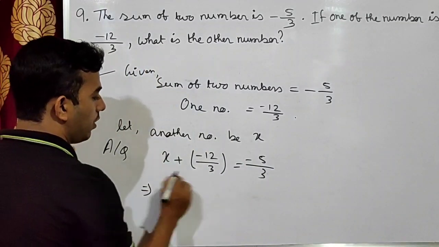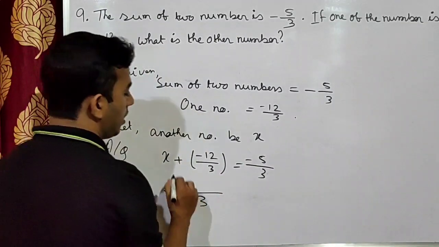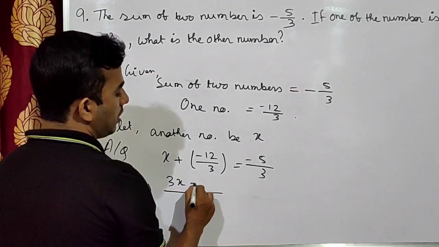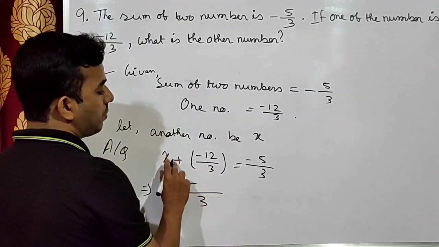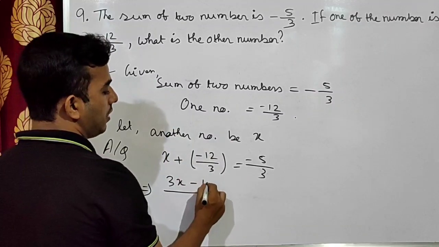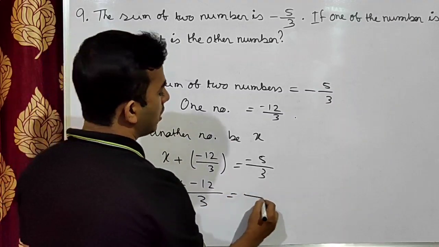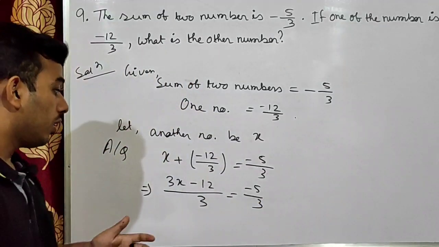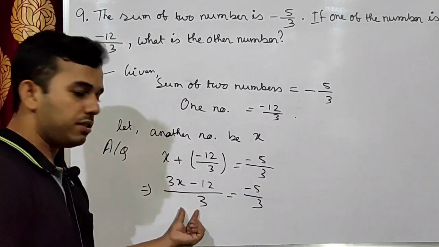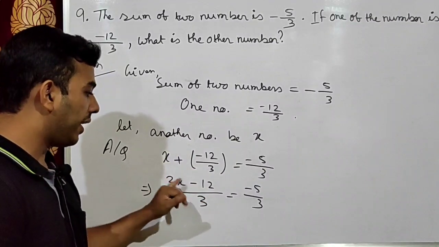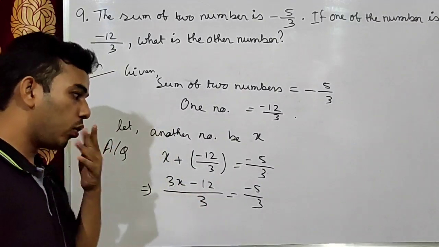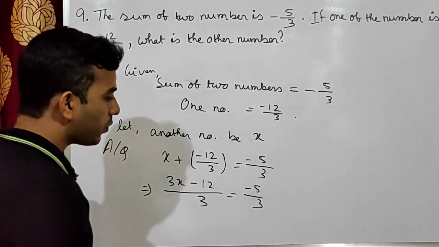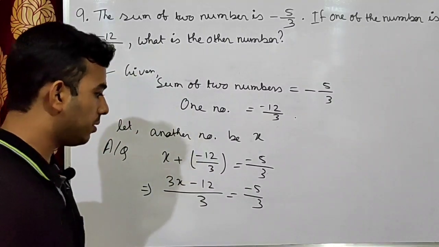Now what will we take? We will take the LCM. So 3x, plus minus will be minus, 3x minus 12 divided by 3 equals minus 5 by 3. Clear? Very good. Now look, this 3 is dividing the 3x minus 12. So when we change the side, it will get multiplied, isn't it? Very good.